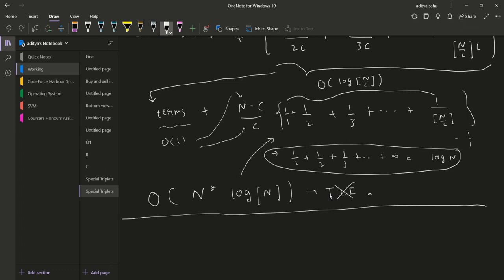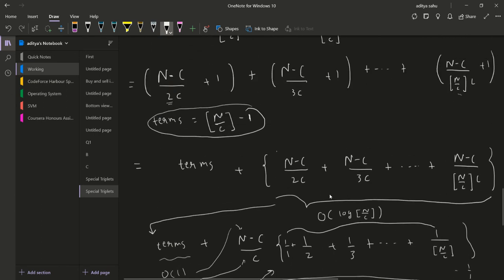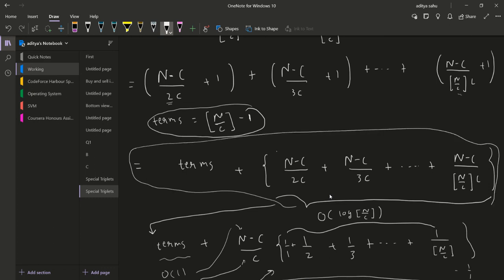So yeah, this is what I wanted to explain. In the next portion, I'll be explaining the code. Basically, I implemented this series sum in my code, and I'll be displaying it next.